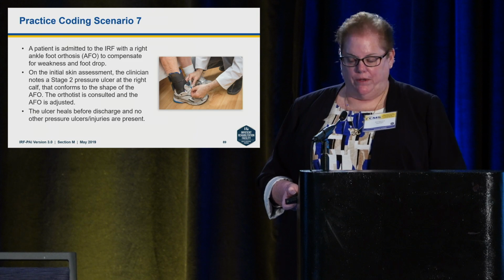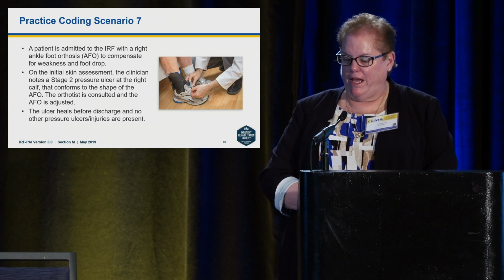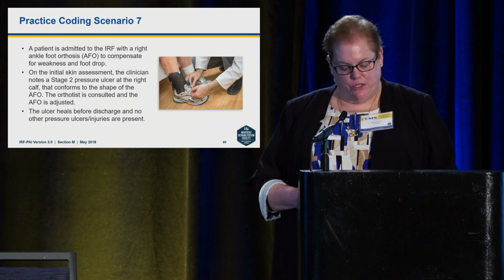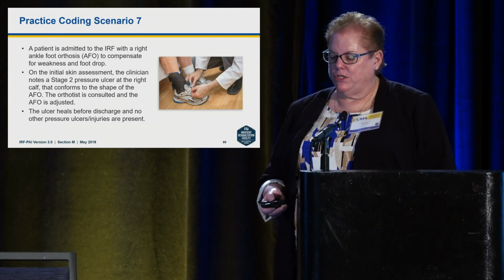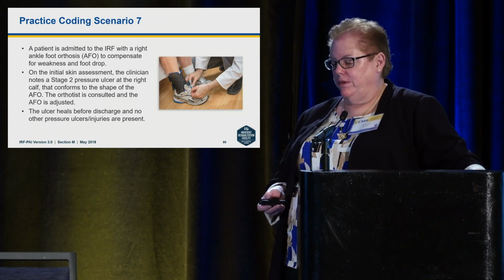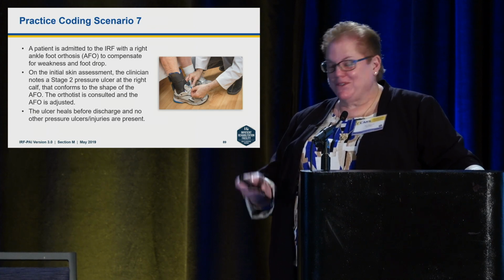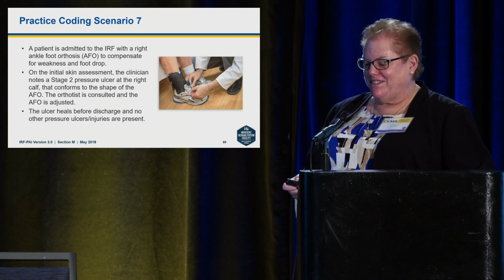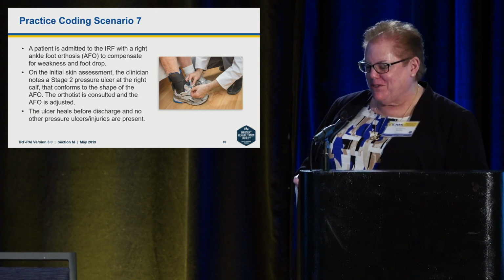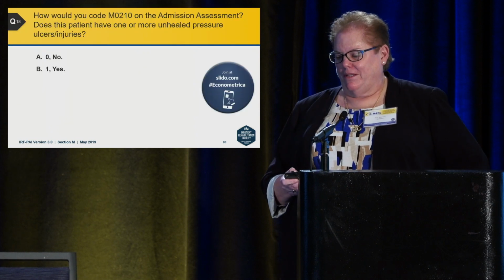So let's look at a scenario here. A patient is admitted to the IRF with a right ankle foot orthosis to compensate for weakness and foot drop. On the initial skin assessment, the clinician notes a stage 2 pressure ulcer on the right calf that conforms with the shape of the AFO. The orthotist is consulted. Anyway, I do stumble over that word, sorry about that. The AFO is the brace guy, that's what I call him, or the gal. The ulcer heals before discharge and no other pressure ulcers or injuries are present. So let's look at that scenario.